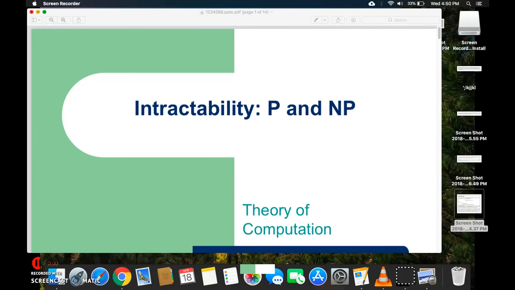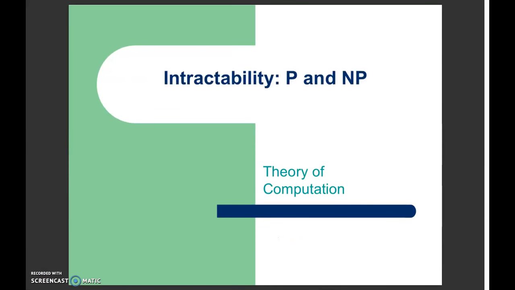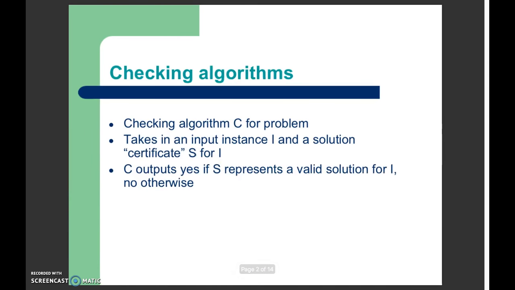Today, our topic for this lecture is P and NP hard problems. A checking algorithm is something that allows us to verify whether or not a given problem solution is valid. It doesn't necessarily solve the problem, but it can take an input to a problem and a solution and validate it. So C outputs yes if S represents a valid solution for the input, and otherwise it outputs no.